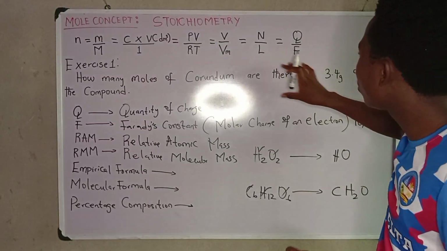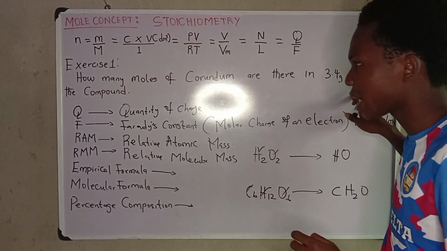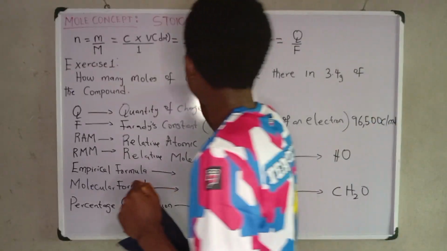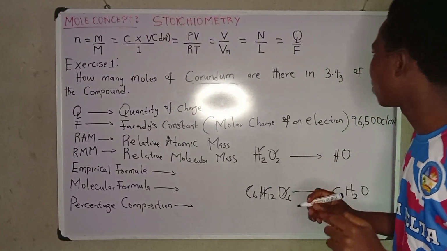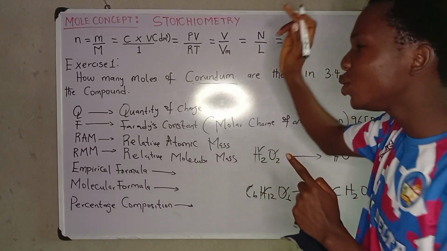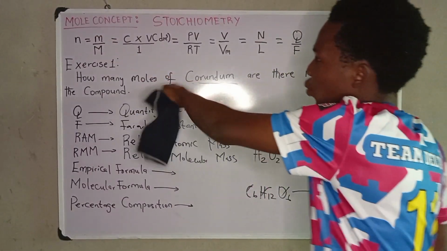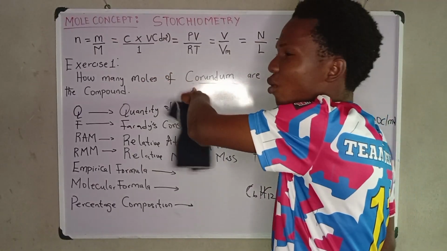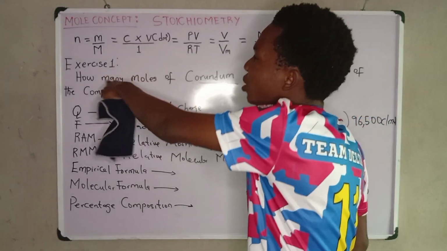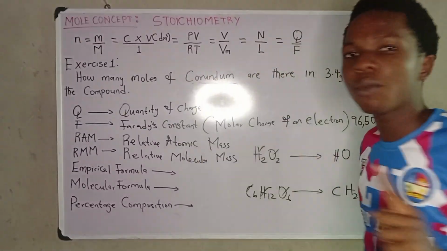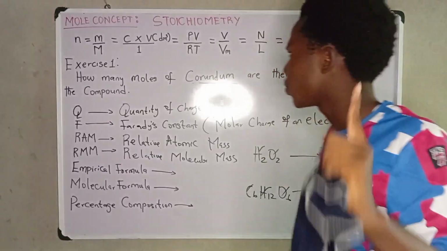Okay, so now in this question, they say, how many moles of corrodium are there in 3.4 grams of the compound? Now the thing you have to note is corrodium. Grams, we already know, is mass. They're giving us mass. We need the molar mass of the compound, and we are looking for number of moles. So automatically we already know the formula we are going to use in this question.